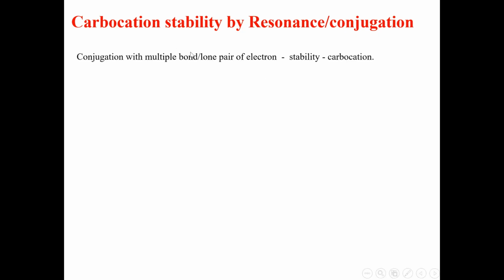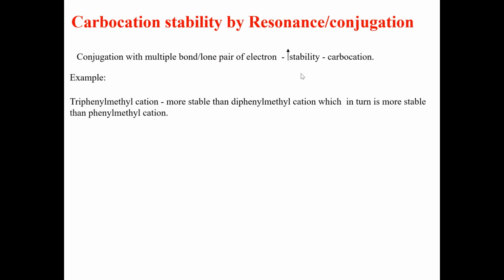Conjugation with multiple bonds or with lone pairs of electrons increases the stability of the carbocation. This is another factor which stabilizes the carbocation. Triphenyl methyl cation has three phenyl groups, and diphenyl methyl cation, as the name indicates, has two phenyl groups. That's why triphenyl methyl cation will be more stable than diphenyl methyl cation.